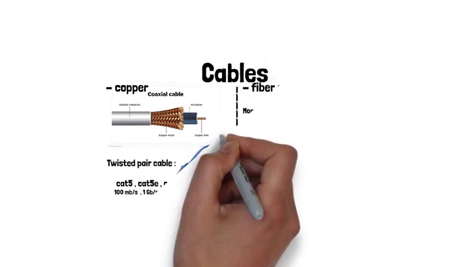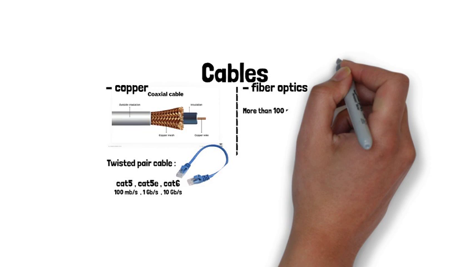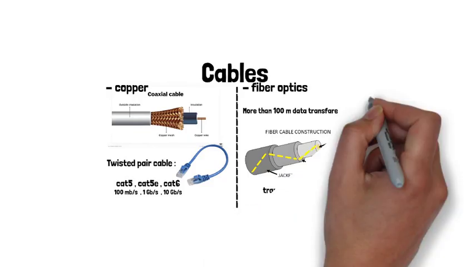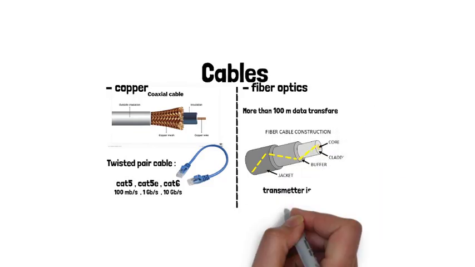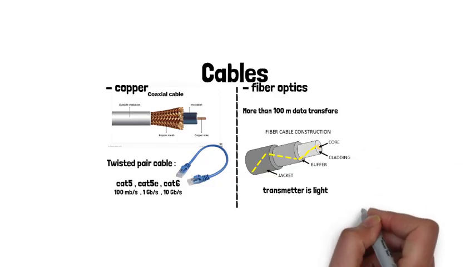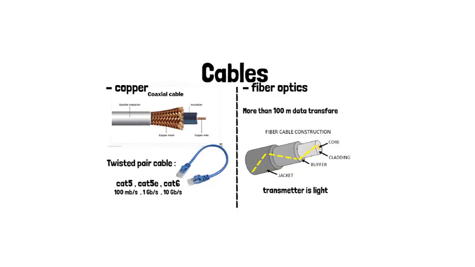But what is the difference between the two types? Copper cables have two types: coaxial cable and twisted pair cable. Coaxial cable is not used often recently, and it is the type used in satellite dishes and receivers. Again, we don't see this type of cable a lot, but the commonly used cable is the twisted pair cable.